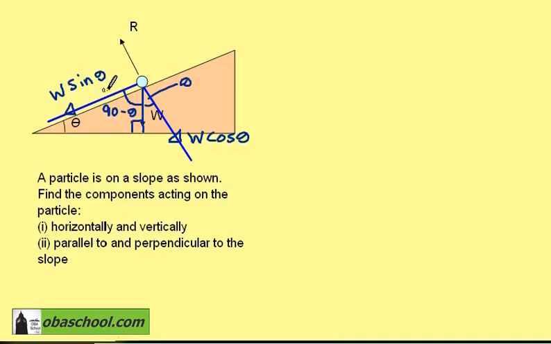Since we deal with many problems of particles on slopes, you should get very used to this resolving, and it's worth looking now to see that W cos theta is the perpendicular and W sine theta is the parallel.